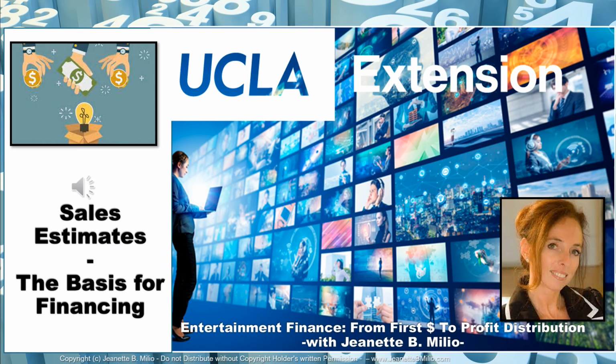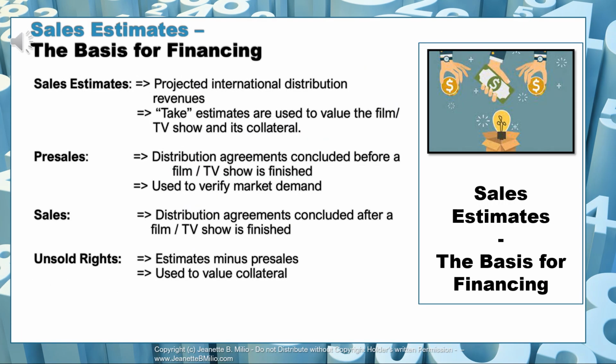When we talk about sales estimates, we're also talking about projections that we use to base our finance plan on. Sales estimates are projected international distribution revenues. And the take estimates, which are the low estimates, are used to value a film or TV show and its available collateral. Bankers, meaning senior lenders and junior lenders, as well as equity investors, look at this collateral, look at the take estimates to decide how much money they want to invest and how much money they want to lend.